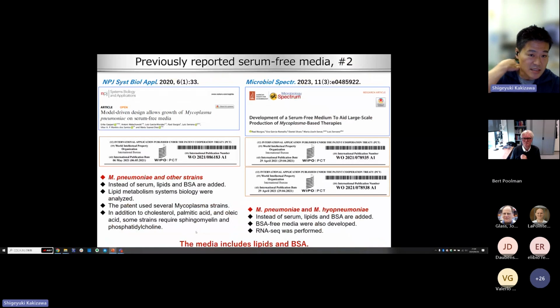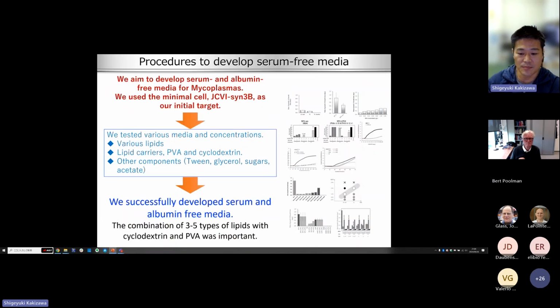And here is another example of previously reported serum-free media, also from the Spanish group. This is for Mycoplasma pneumoniae and other strains, and Mycoplasma hyopneumoniae. These media include lipids and BSA. According to these good examples of previous work, we aimed to develop serum and albumin-free media for mycoplasmas. We first used the minimal cell JCVI-Syn3B as our initial target.